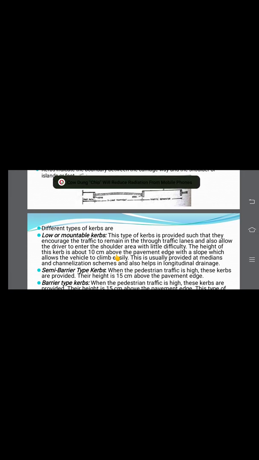You can see the curbs and the footpath. Whatever water flows during the rainy season flows along the curb. The water will not move in the center. Whatever flood flows, it moves along the edges of the curb. So the curb helps the water to move out.